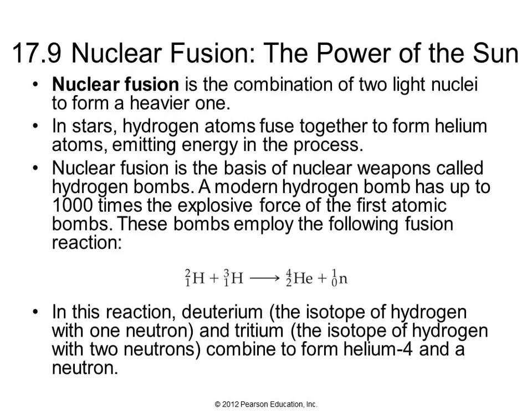Nuclear fusion is what powers the sun. Fusion and fission are different. Fission is splitting an atom. We can do that. Fusion is putting two atoms together. We can't do that, but it happens on the sun, and that's where the tremendous energy from the sun comes from, is that two atoms of hydrogen are fused together into an atom of helium.